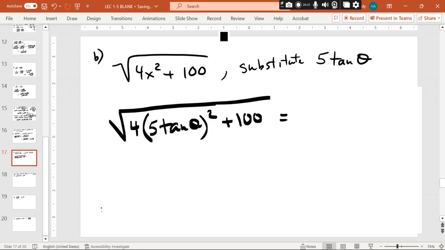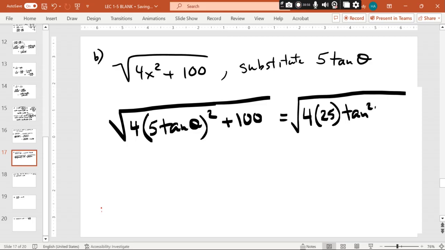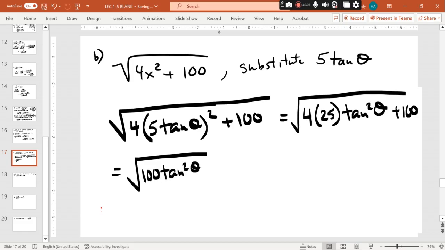If I'm squaring that, notice the little 5 in front right here. Because of that 5, I have that 4 that's there. If I square the 5, that gets me 25, and then tangent is just going to be tangent squared theta, and that's plus 100. Let me keep going. Let's see if something simplifies here. Yeah, that's right. 4 times 25 is 100. I've got 100 tangent squared theta plus 100.